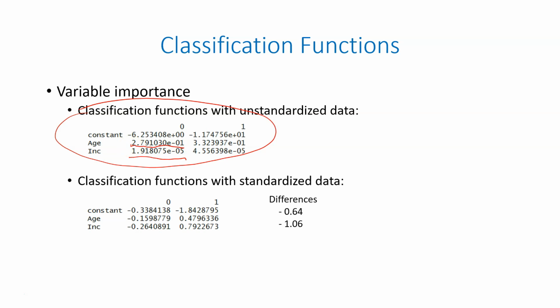And that is because the scale of the income measure is different from the scale of the age measure. Since we are interested in finding the relative importance of the variables, not taking into account the scale of their measurement, we need to standardize the data before running the discriminant analysis. So here, I standardized our data into z-scores, which is unitless and scale independent, and then reperformed the linear discriminant analysis on the standardized data, and I got these classification functions that are presented here.